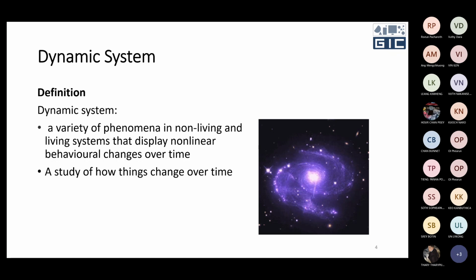change over time. When we talk about non-linear behavior, you will see the definition of non-linear and linear in another slide. So the definition is still the same as the previous one: the way to study how something or the system changes over time. We call it a dynamic system.